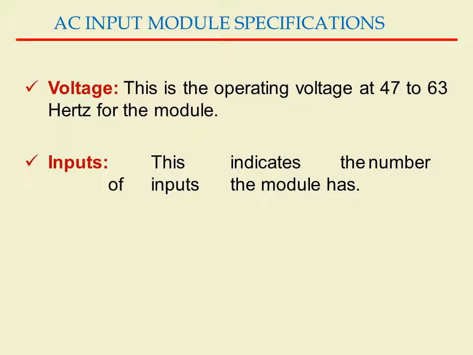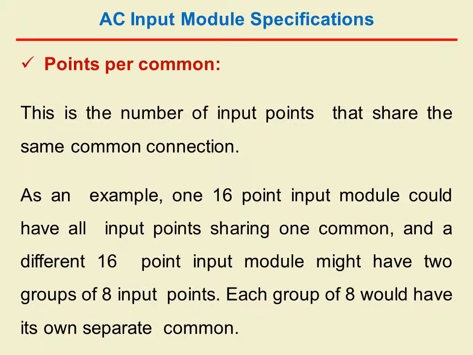Here are specifications of AC input module. The voltage requirement is the operating voltage at 47 to 63 Hz for the module. Inputs: this indicates the number of inputs the module has.